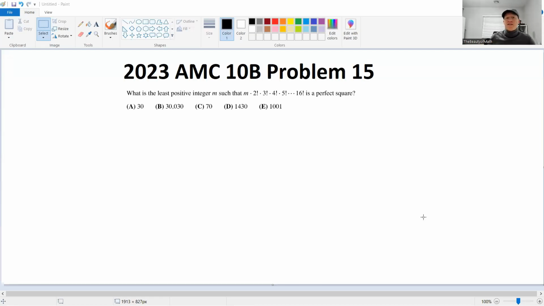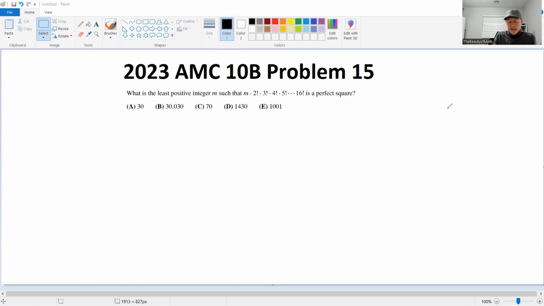Okay, and to finish off this final problem in this set of rapid fire, the 2023 AMC10 B problem 15. What is the least positive integer m such that m times all of these factorials is a perfect square? There's actually a couple different ways that you can think about this problem. And I did it my way, and I'll show you that way first. And then I'll show you another way that's about equivalent in value, but also just an interesting way of perceiving it. And I feel like it should be covered.